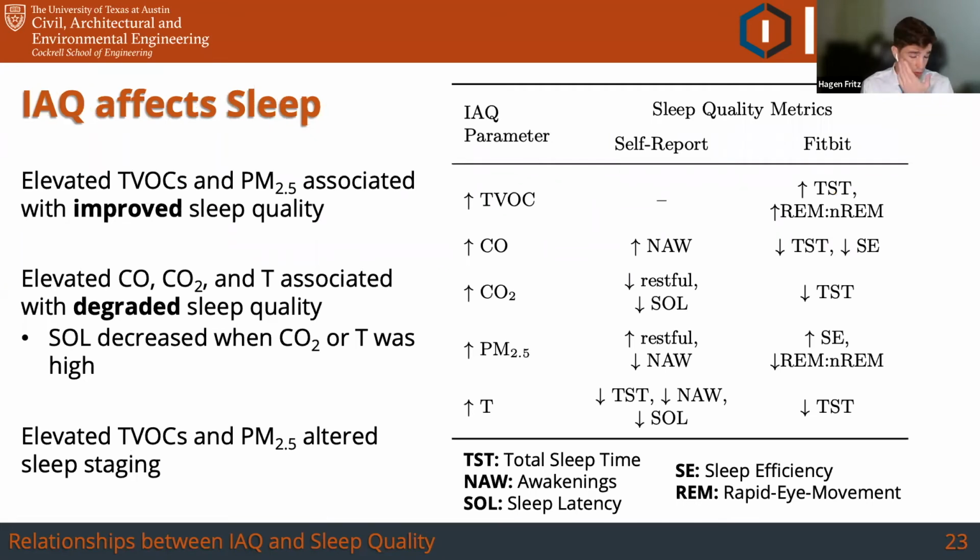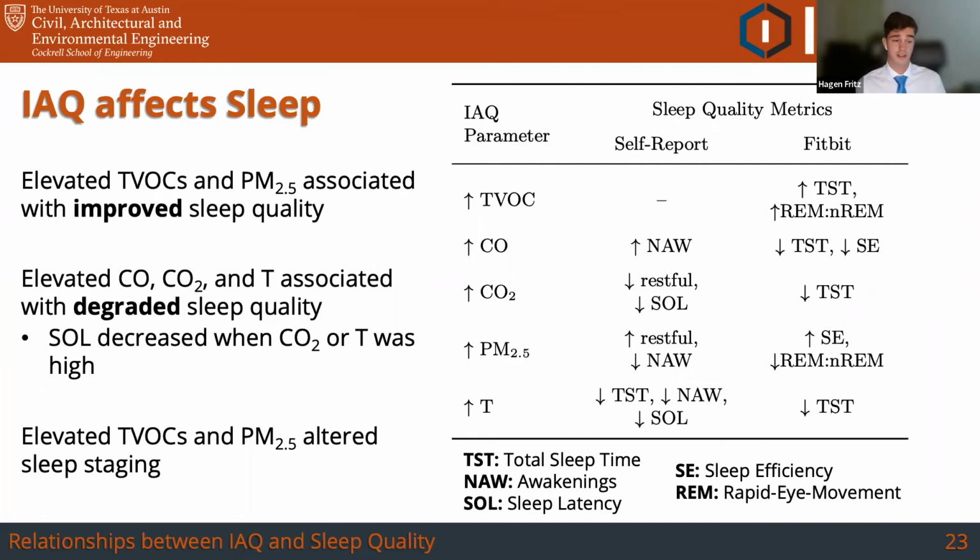So again, if we stick with CO2, the point is to read the table from left to right. So if you look at CO2, what I'm saying is that for nights with elevated CO2 concentration, we saw a decrease in self-reported restfulness. So participants were feeling less restful when they woke up in the morning. And we're seeing that participants tended to fall asleep a little bit faster. So SOL is sleep onset latency. That's the scientific term for how fast you fall asleep. So we saw that had decreased when CO2 was elevated.